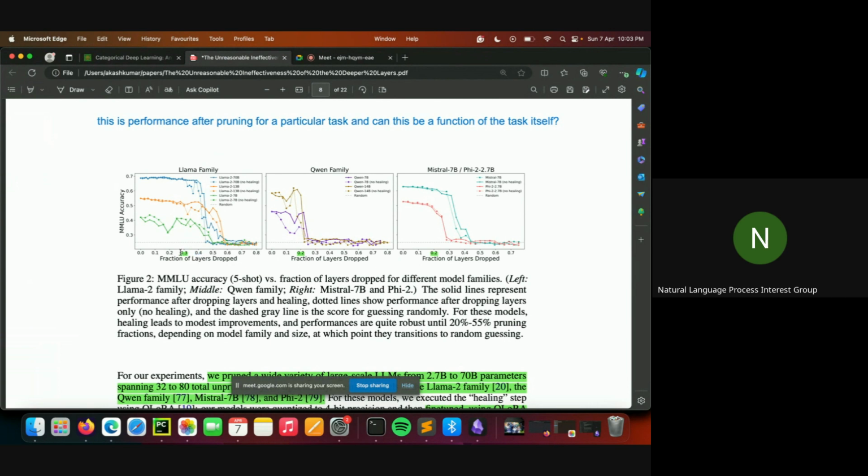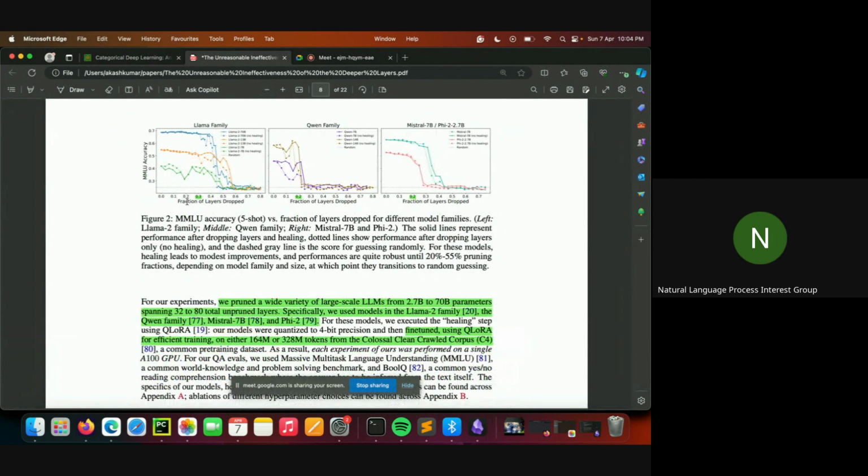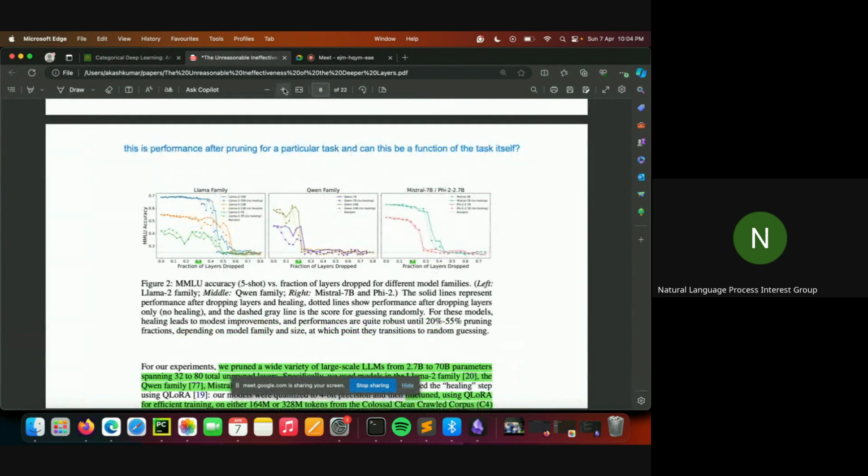So in Llama family models, you can remove up to 30% of the layers. In Qwen family, it is around 20%. And in the Mistral family also, you can see that even after removing 20% of the layers, the model accuracy is still nice. So it is quite interesting because, especially in the Llama family, you can remove up to 30% of the layers and you will still get the same performance.